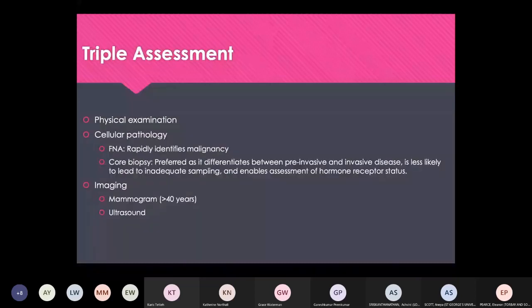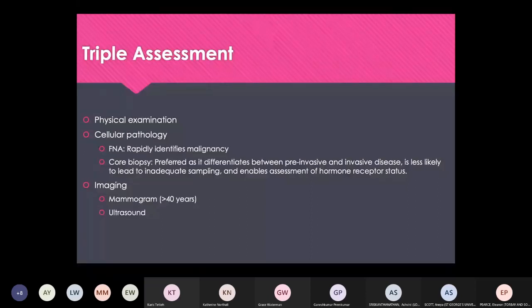Yeah, so it's just gone over. It's a physical exam of the breast, which you'll learn to do in your OSCEs. Cell pathology. There's 2 types of cell pathology we can do. So we can do a fine needle aspirate, which is literally sticking a needle into the lump, taking some cells, but it isn't always accurate. As you can imagine, it's quite hard to stick a tiny needle in and get where you want to be with an accurate sample. But if you do get cells, it's a very good test at identifying malignancy.